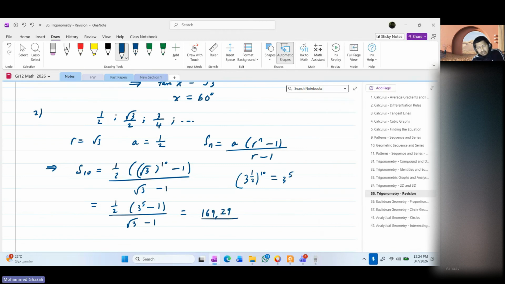Why are you getting a big answer? Because the sequence is divergent, it's getting bigger and bigger and bigger. So obviously, if you find a very large sum, maybe to 100, you get a very large number. Okay.